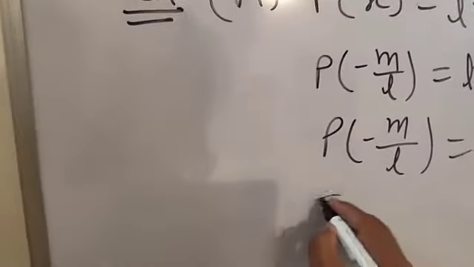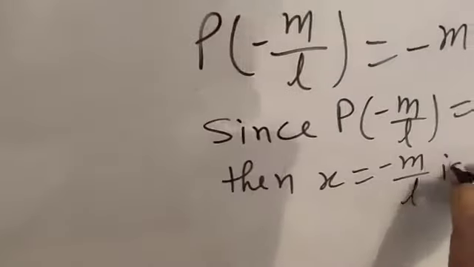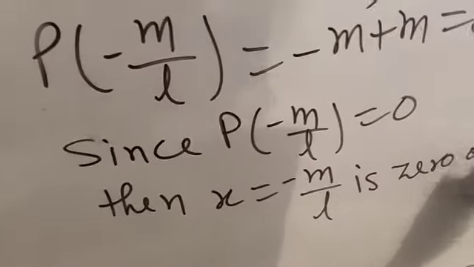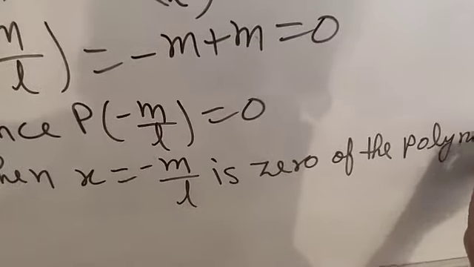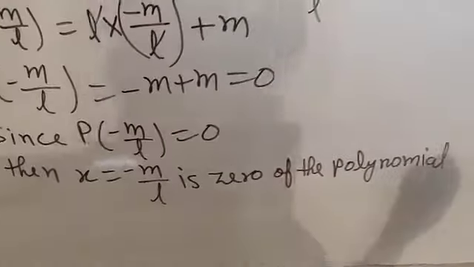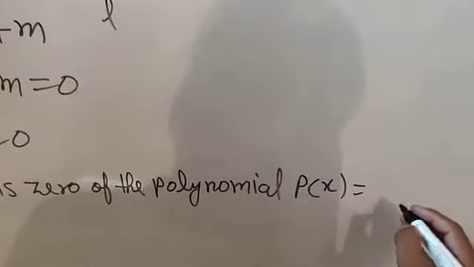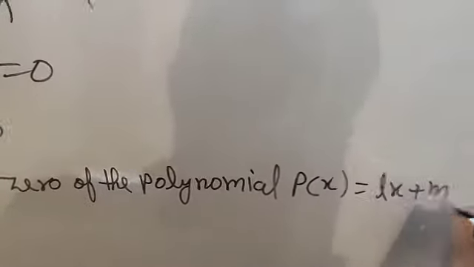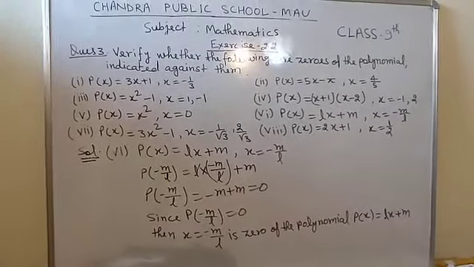So here you will write, since p(-m by l) equal to 0, then x equal to -m by l is the zero of the polynomial p(x) equal to lx plus m. So here it is 0 at -m by l, so it is the zero of the given polynomial.